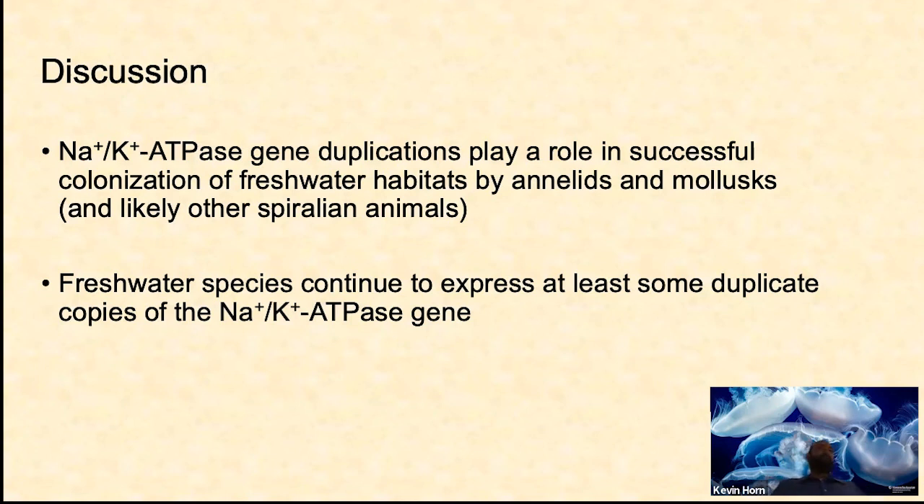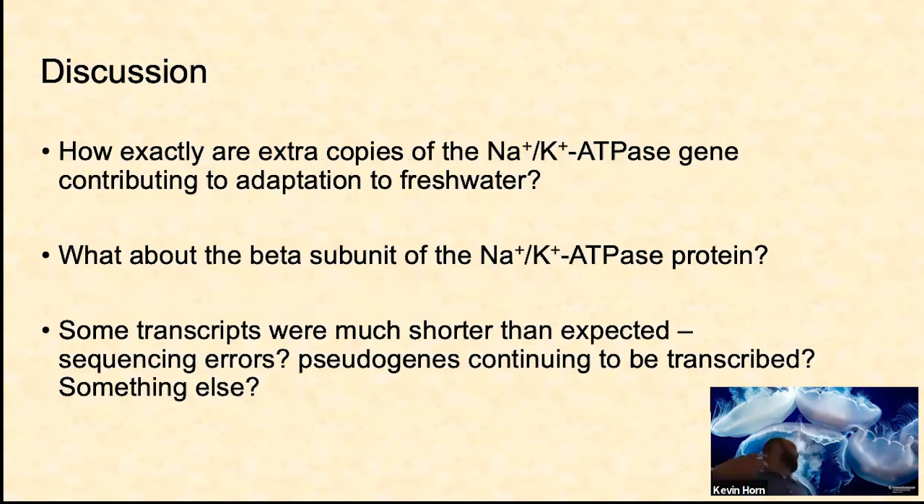Most of the work on arthropods is done just kind of in real time on saline tolerant animals, looking at what genes are being expressed in real time. I don't think a lot is being done on the evolutionary time scale. Freshwater species continue to express at least some duplicate copies of the sodium potassium ATPase gene. How exactly are these extra copies contributing to adaptation to freshwater? I don't know.